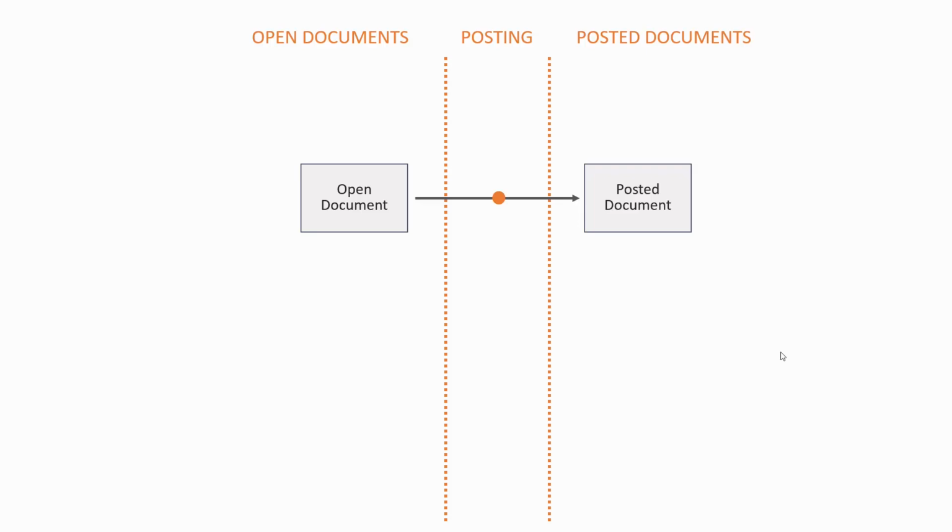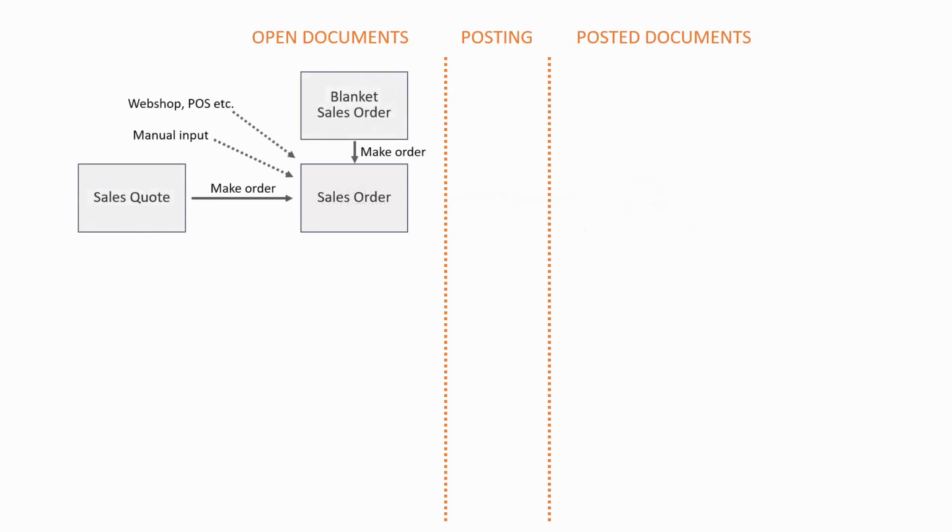So even though the table structure is very simple and the posting routine is very much alike for all of the documents, it seems different from the user. Let's see how it looks. So on the open documents, to begin with, we have a sales quote or a sales blanket order that both can be made into a sales order.